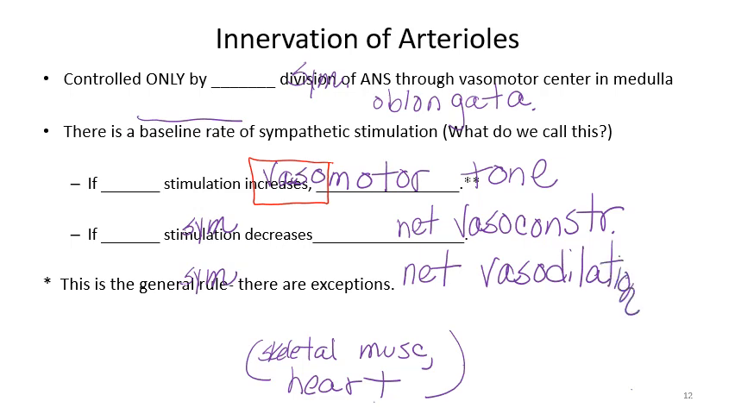So I'll give an example. This is like the gas pedal. So you want to go down the road at 60 miles an hour. You've got gas, but you don't have a brake. So you're going 60 miles an hour holding your foot on the gas, that's your vasomotor tone. If you want to go faster, you push the gas, right, and you'll go faster. If you want to slow down, you don't have a brake, so you'll let your foot off the gas, and that's how these arterioles work.